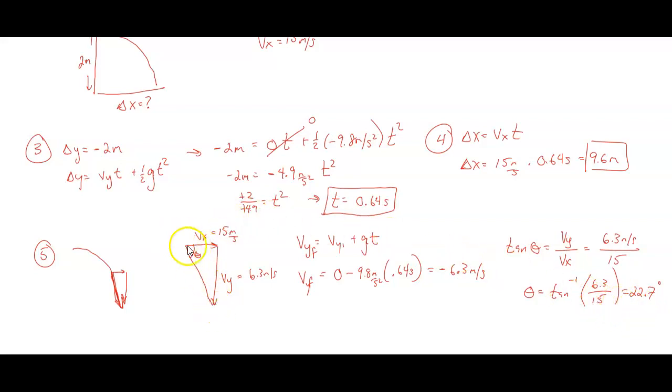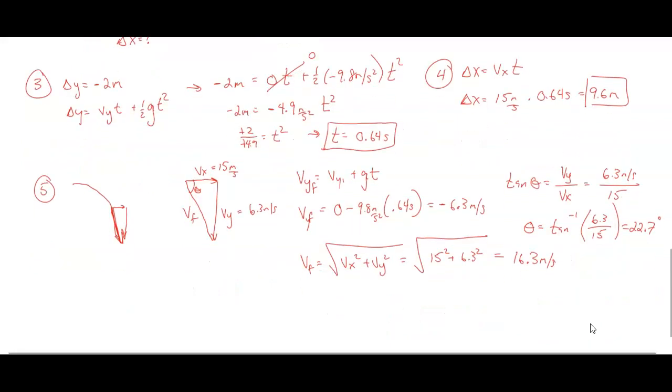We also need to know how fast this cell phone was traveling, and so we'll use Pythagorean theorem. The total velocity, we'll call this Vf, is going to be the square root of Vx squared plus Vy squared. So it's the square root of 15 squared plus our 6.3 squared. If we add those values together, take the square root, we should get a final value of about 16.3 meters per second. So we know the overall velocity has a magnitude of 16.3.